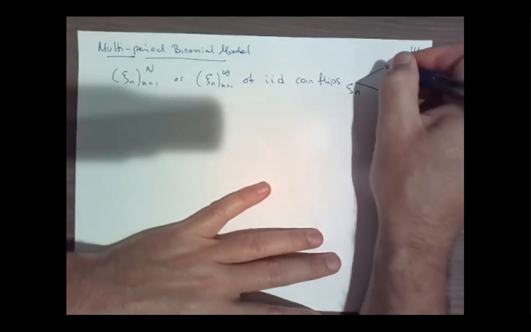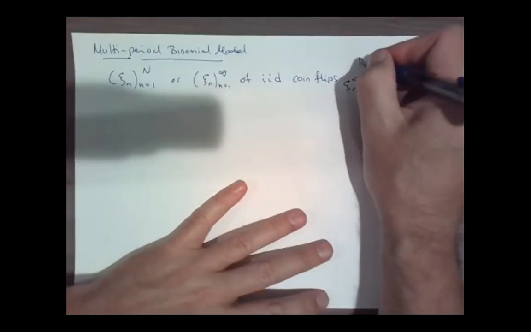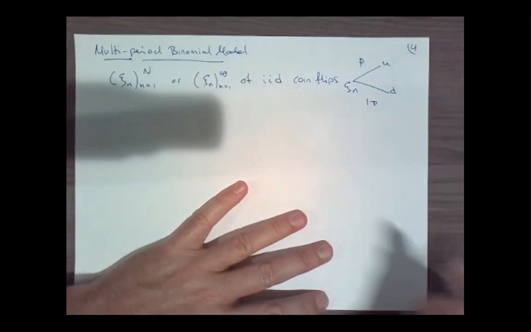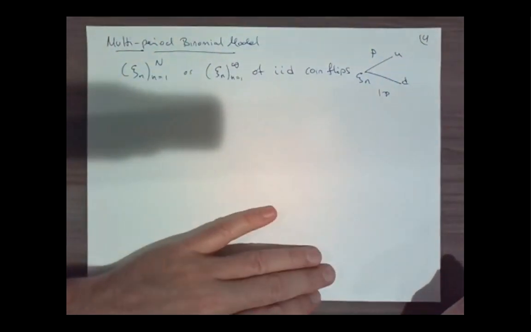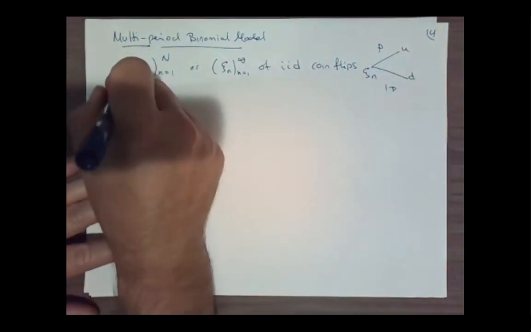So there are two values for these sizes. It can either be U or it can be D. There's a probability P for going up here and 1 minus P for going down here. So that's the starting point, and then from here on we create the bank.